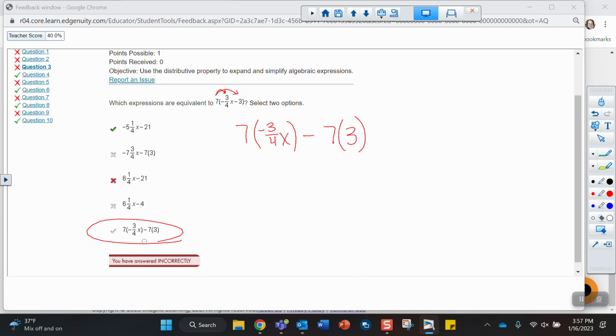Now that's not simplified. It didn't ask where are the simplified expressions. It just asked where are the expressions that are equivalent. So those are equivalent. Now when we actually multiply 7 times negative 3/4, what is that? Negative 21 over 4. And then minus 21. And they have it written as a mixed number. So 4 goes into 21 5 times with a 4th left over. So then there's that other option there. I picked this third one as well, and I'm not sure how you got that answer. But it's the first one and the last one.